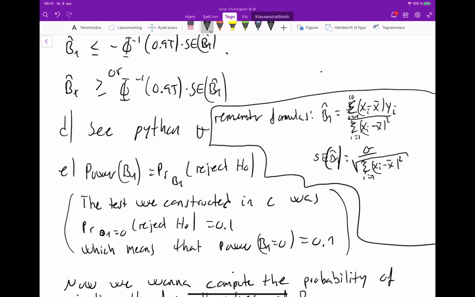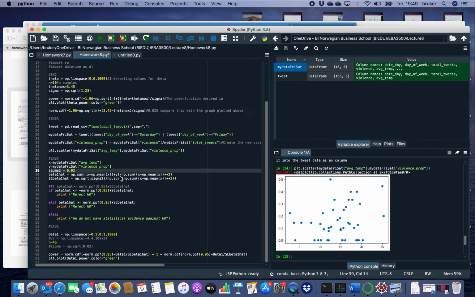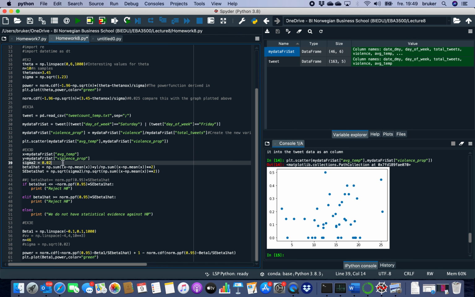So what are we asked in D? Well, we are asked to use the Twitter temperature data for Fridays and Saturdays and test H0 on the 0.10 significance level and conclude. Okay, I think I have done that on some wrong data, so we'll see what I get here now. So we have to compute beta 1 hat to see if this exceeds these limits we just have made.